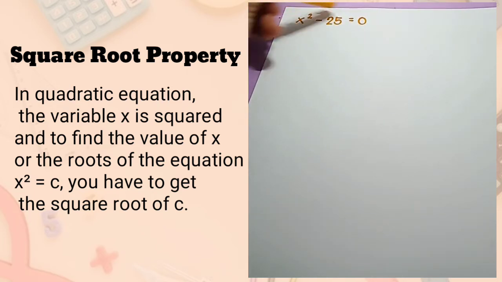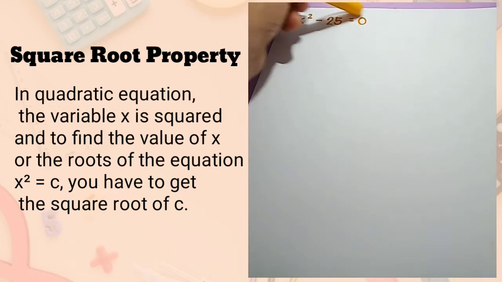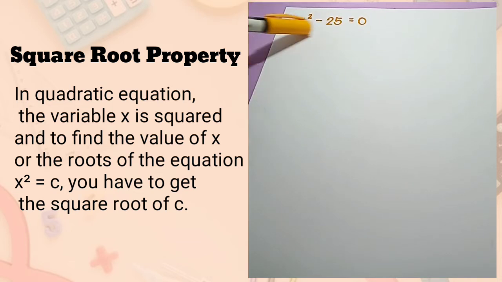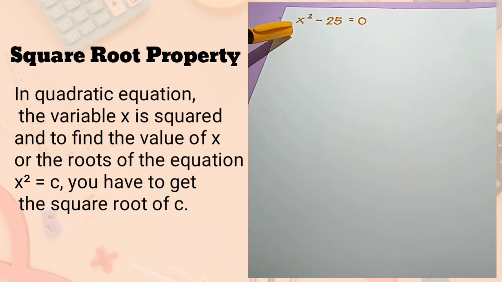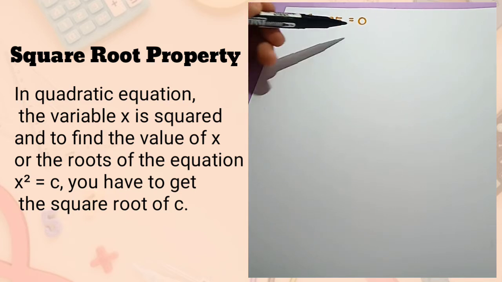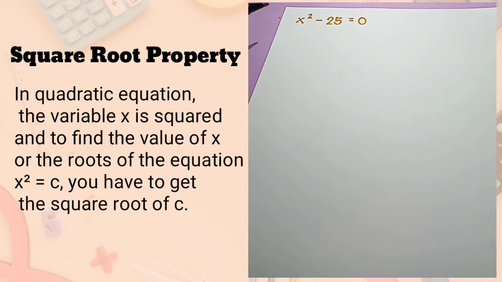Kung mapapansin nyo, itong ating given quadratic equation ay incomplete. Ibig sabihin, ang hindi present sa kanya ay yung b. Okay? So, ito yung may a, at ito naman yung may c, and equals to 0. Ibig sabihin, incomplete. Paano ba natin gagamitin yung square root property?